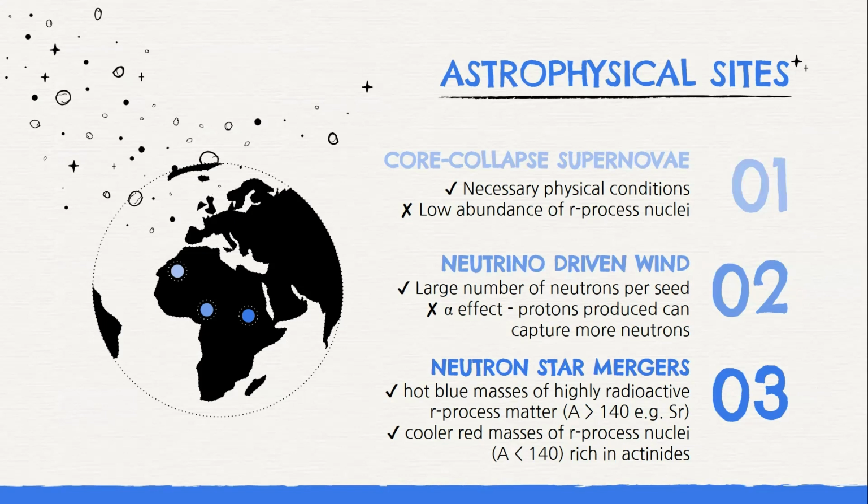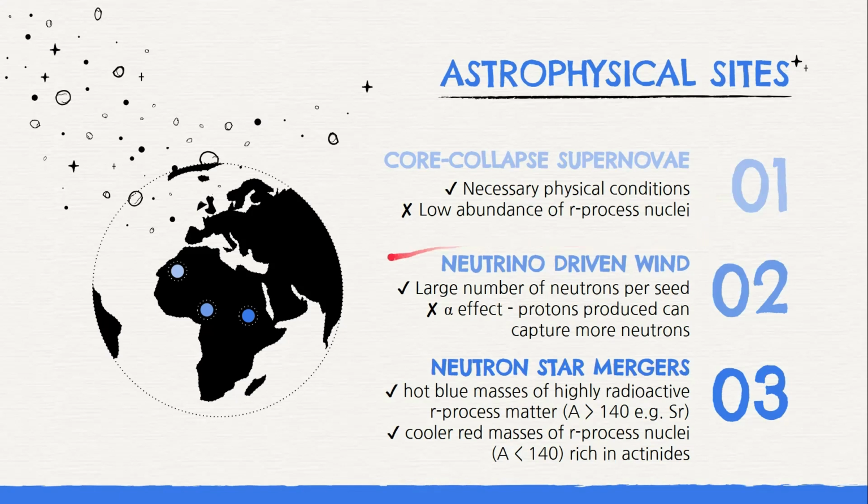Astrophysicists thought that it may occur in core collapse supernovae because when the supernova's core is collapsing, it provides some of the necessary physical conditions for the r-process nucleosynthesis to occur. But there's a problem, that it has a very low abundance of r-process nuclei. So we physicists are still not sure whether it does occur in supernovae.